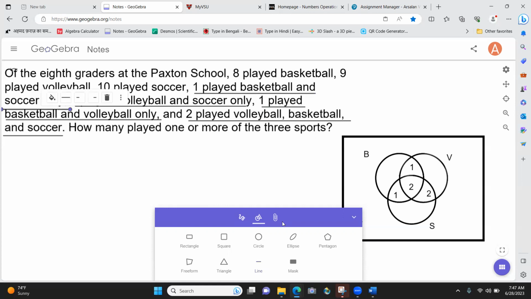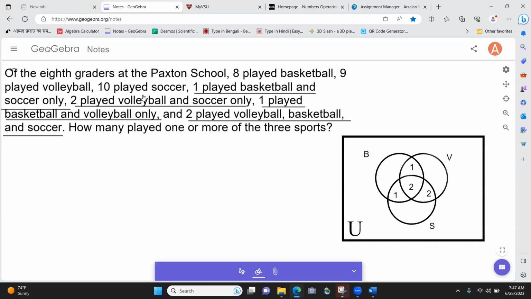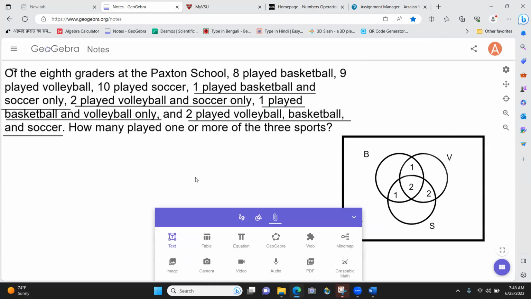All right. So guys, if 10 played soccer, they didn't say 10 played soccer only. Some of these soccer players may have played the 1 or the 2 other sports, and they sure did. If 10 played soccer only, the soccer circle should add up to 10. We have already accounted for 5 people. I have 5 more people left. So I'm going to put 5 here. And check. 5 plus 2 plus 1 is 10.